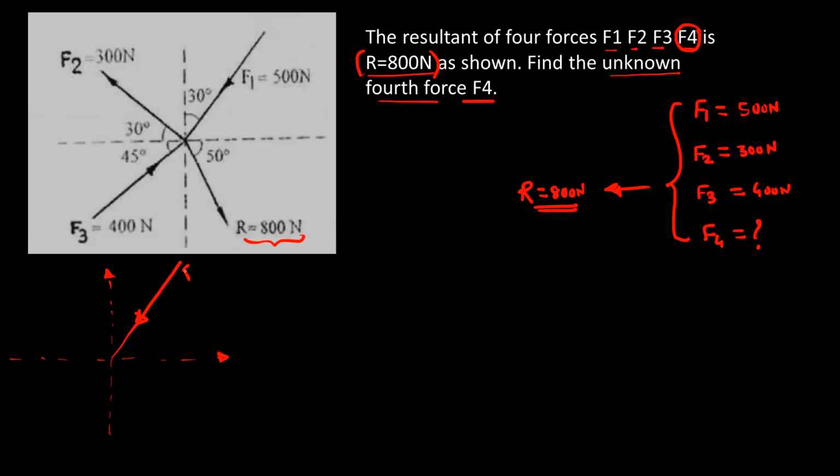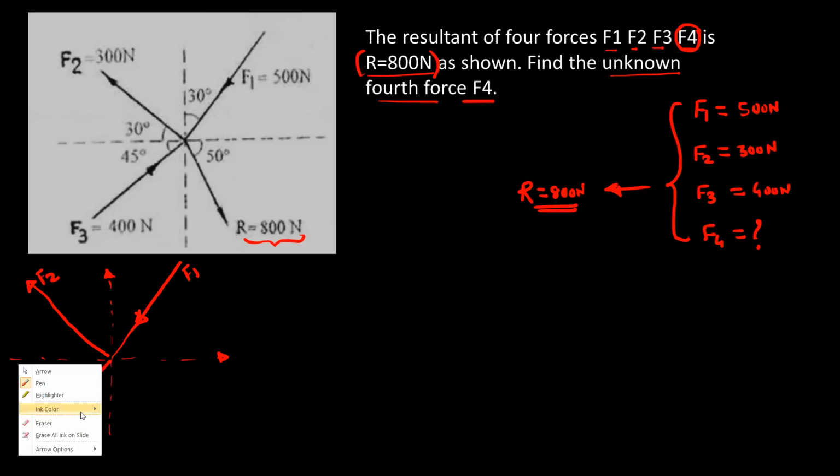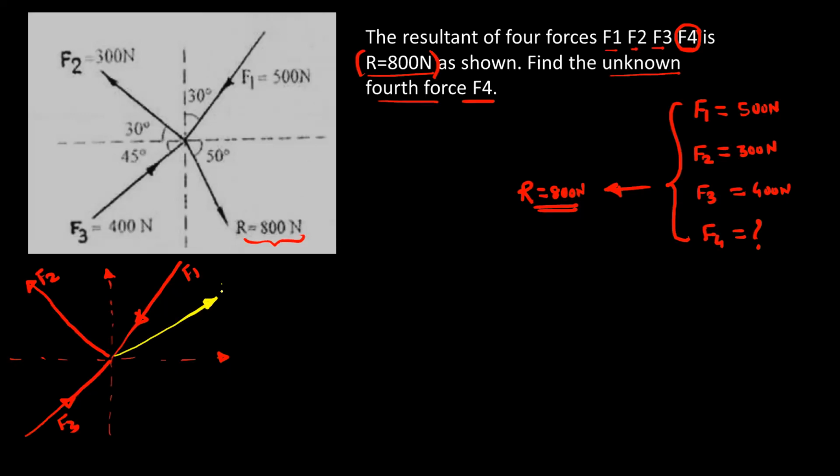So this is the first force F1, this is second force, this is third force. Okay. We don't know where is a fourth force. Okay. So just for time being, I will assume the fourth force, it is also in the first quadrant, like this. You can assume the position of unknown force anywhere, first, second, third, or fourth quadrant.